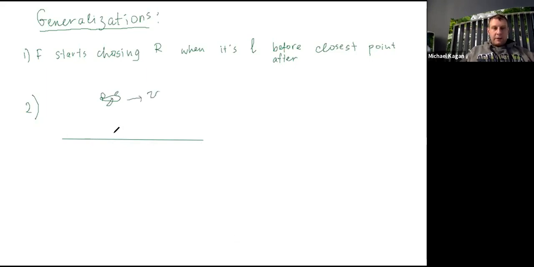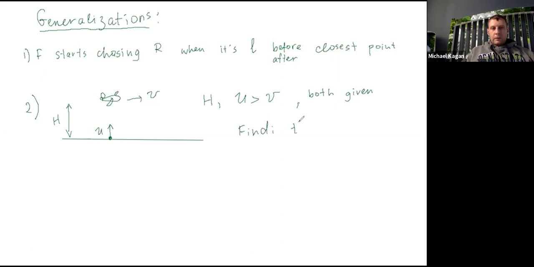So the plane is flying with velocity v. The missile is launched with velocity u, and v is greater than u. They're both given, okay? Both given. And this is still, well, let's call it h. h is given. Find the time for the missile to hit the plane.